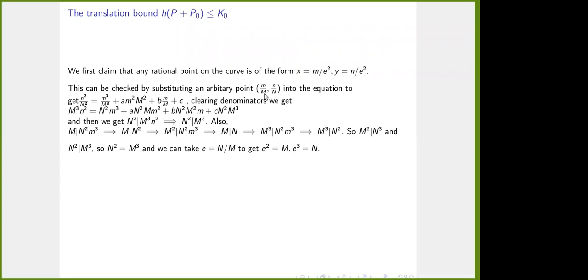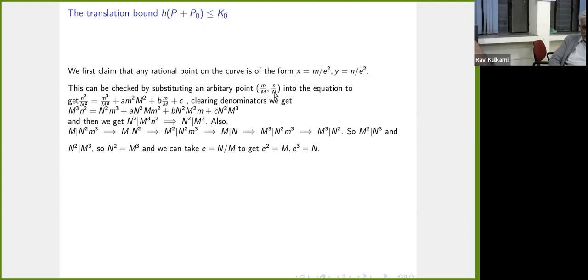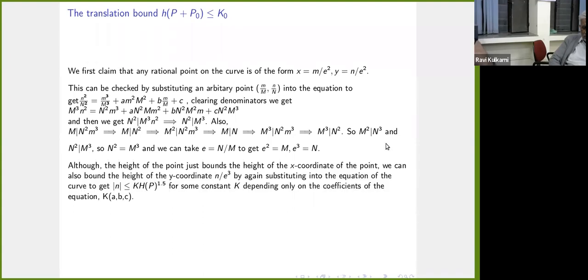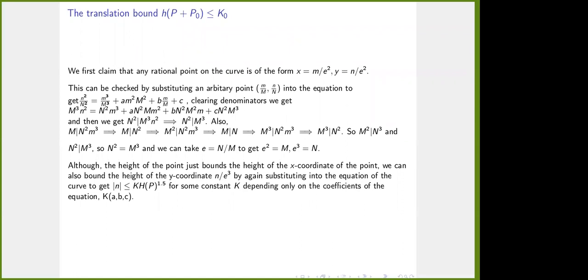Sorry, was there a question? Okay, so we can do a simple divisibility argument and show that the denominator capital M is of the form e square and the n is of the form e cubed. Okay, although the height of the point, as I was saying earlier, the height of the point on an elliptic curve was just defined using the x coordinate, but we can also bound the y coordinate.